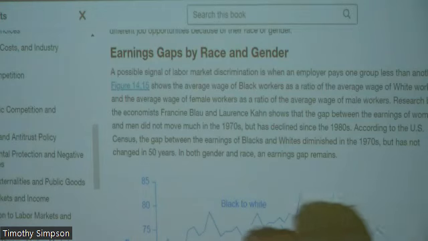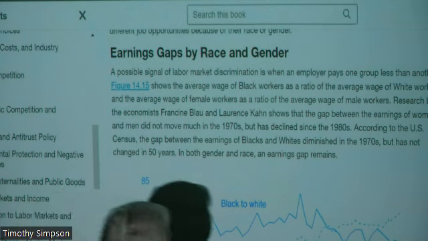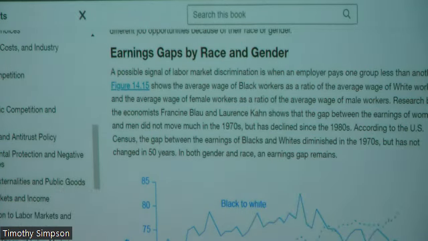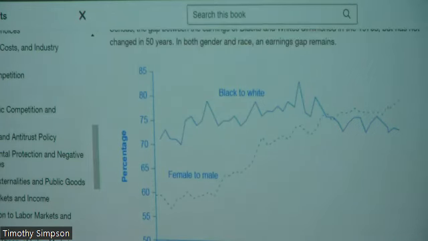I don't usually pick out slides out of the textbook because I think it's pretty straightforward and easy for you to just read on your own. But I like this one because this is a percentage, and let me scroll this down a little bit. This is race and gender, the two criteria by which discrimination is most manifest in the labor market. And we know this because labor economists have studied this particular topic for years and years.